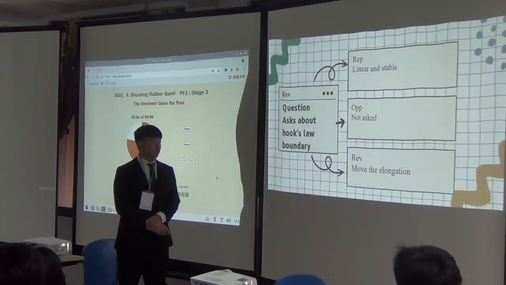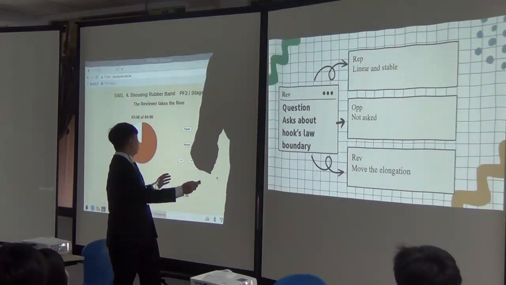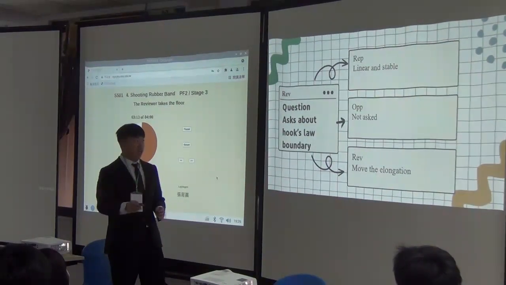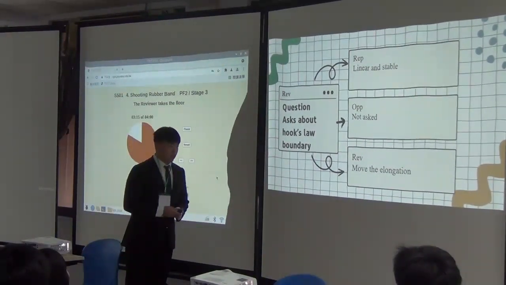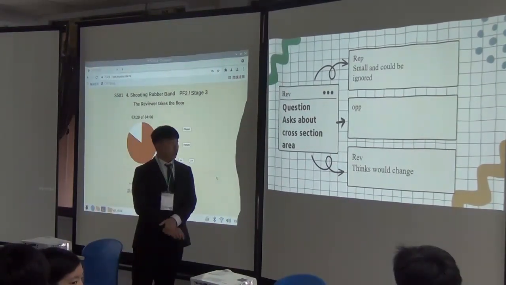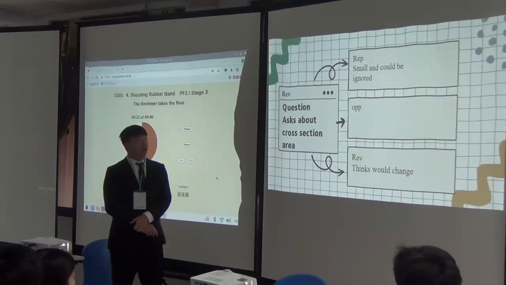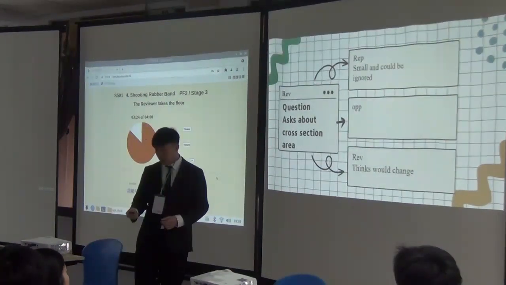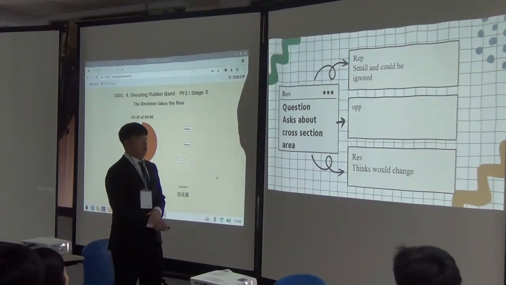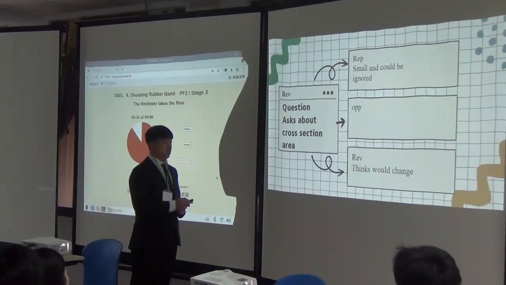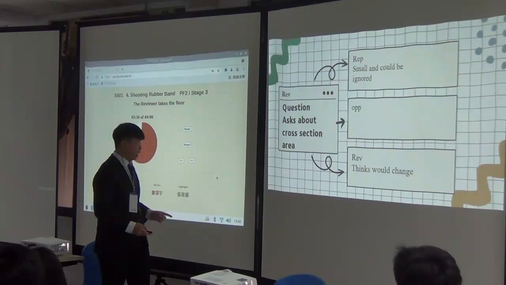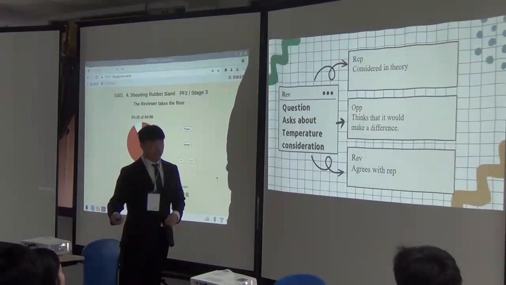I asked about the Hooke's law boundary, about the two orange lines, and the reporter said it's linear and stable, and I didn't ask the opponent. And this is another question. I asked about the cross-section area, and the reporter said it is too small, and because the rubber band is pretty thin, it could be ignored. I also didn't ask the opponent about this question, and I think this would probably change, so I think it should be considered.